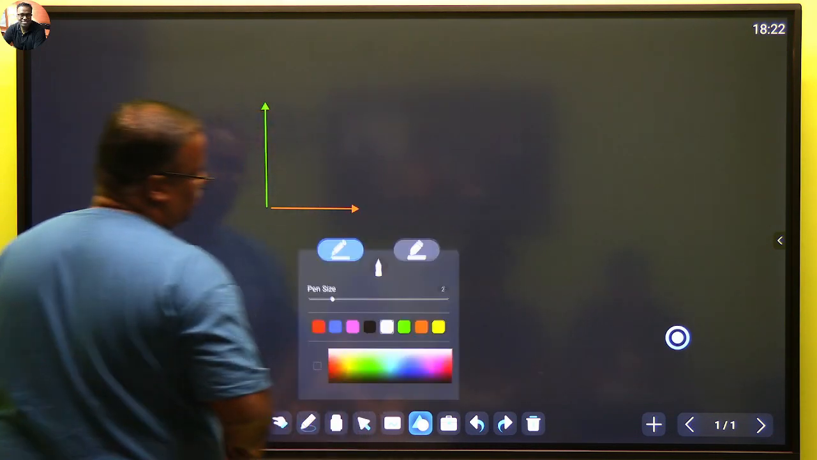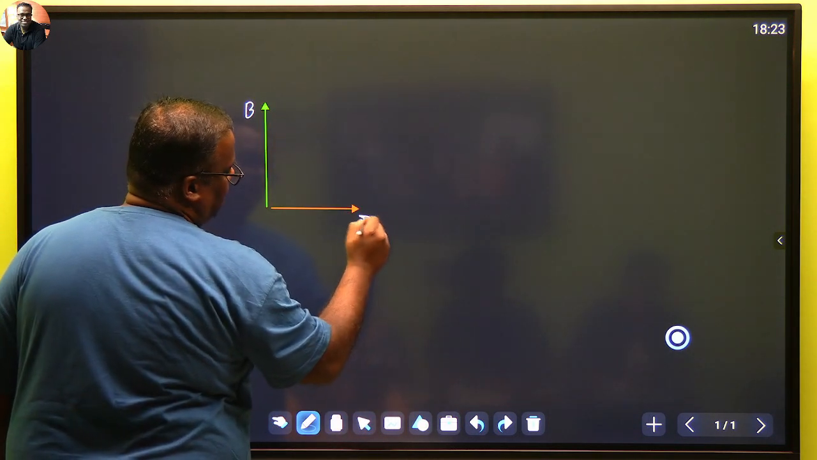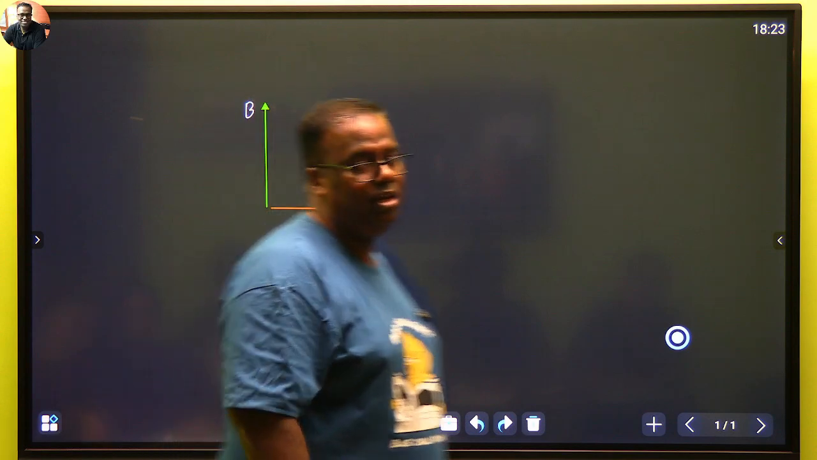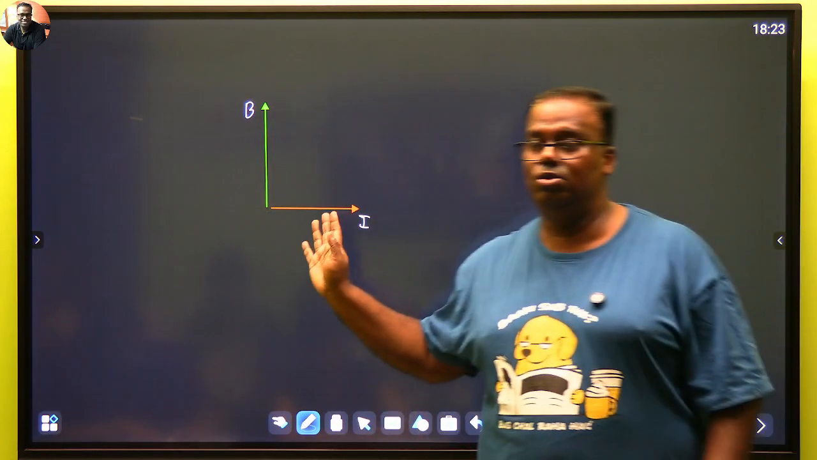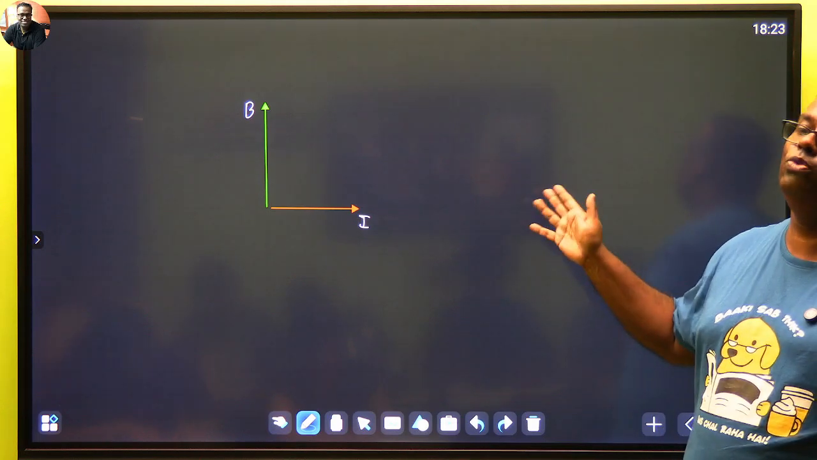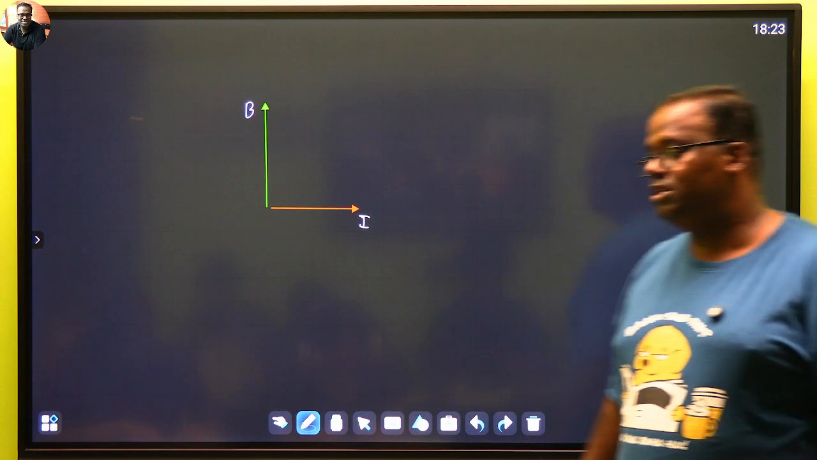Okay, try to do this. This is B, this is I. Draw on your book and try to find which side should be your motion. Don't try to do this. This I will solve. You will all solve with me. First solve it on your book, on the plane of your book. This is B, this is I.